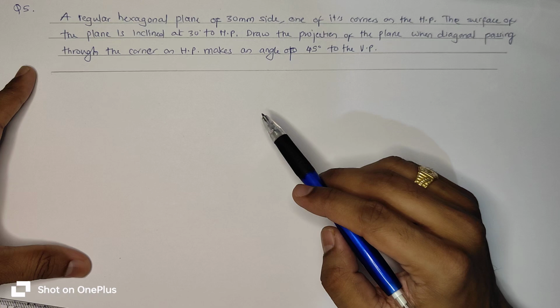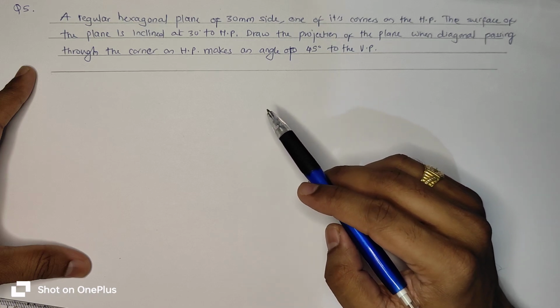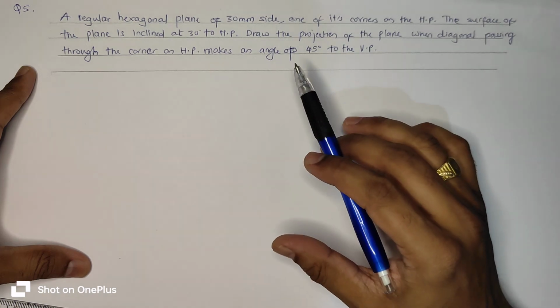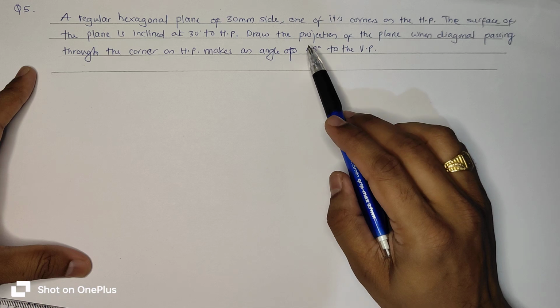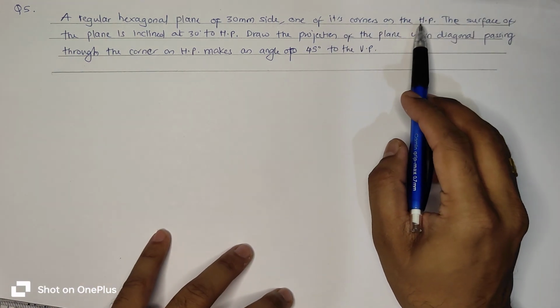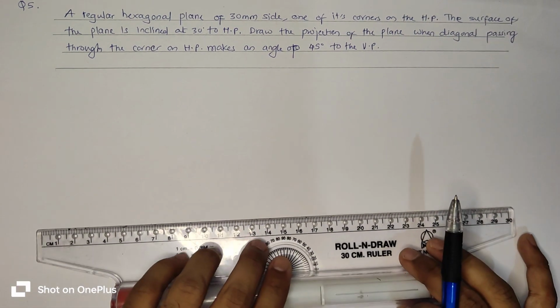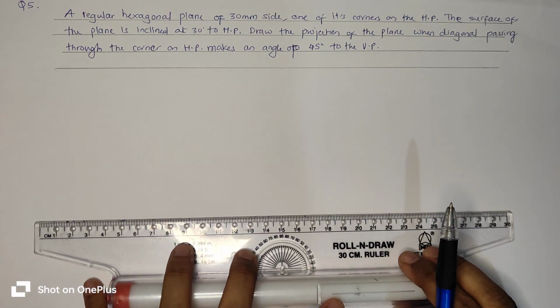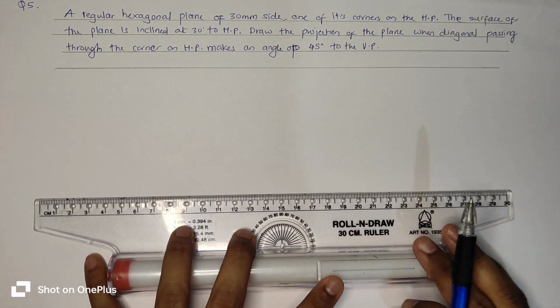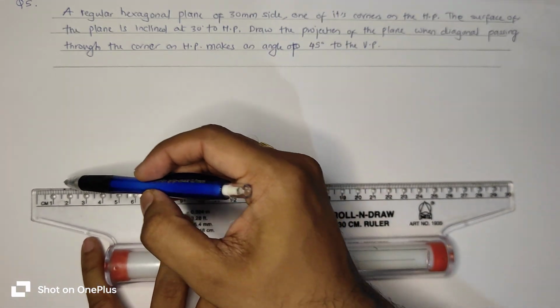So in this question, a regular hexagonal plane means it is a hexagon having all equal sides and internal angles equal to 120, and the same for all internal angles. So one of its corner points is on HP. So it means that we will draw a corner point on the left side.